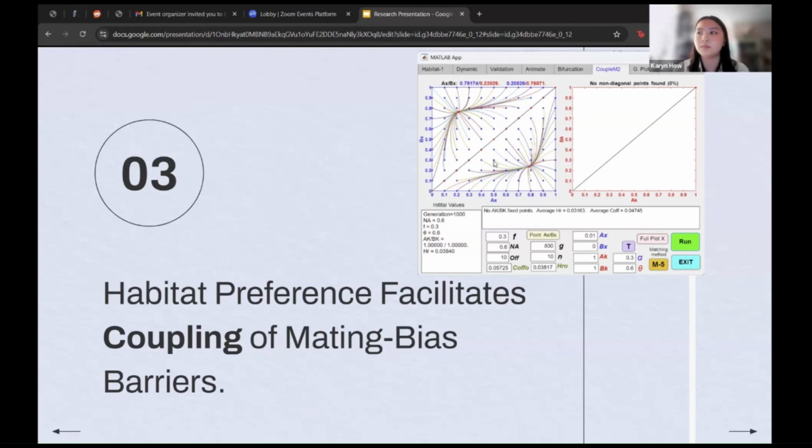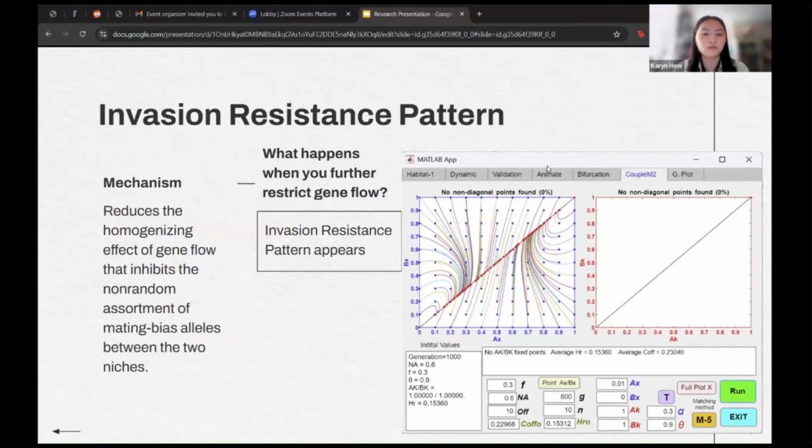This is mainly accomplished by suppressing the homogenizing effect of gene flow, which would otherwise inhibit the non-random assortment of mating bias, not allowing it to couple. So to move on more about that point, we just discussed the mechanism, which is that we are able to couple mating bias and habitat preference. But what happens if you further restrict the gene flow? We notice that an invasion resistance pattern will appear as we try to strengthen the restriction.